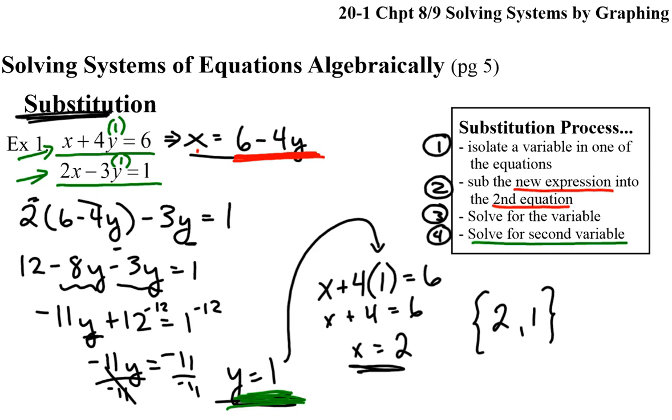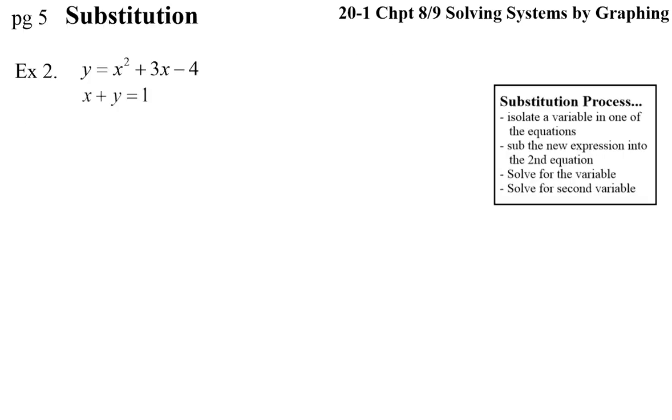I'll leave that up to you for the sake of time in this video. But there's the substitution process. Page 5, there's a second substitution. y equals x squared plus 3x minus 4, x plus y equals 1. Big difference here is the fact that we have a quadratic now along with a linear. So this is a quadratic linear system. First one was linear, linear. Same process. It's going to be a little bit more work though.